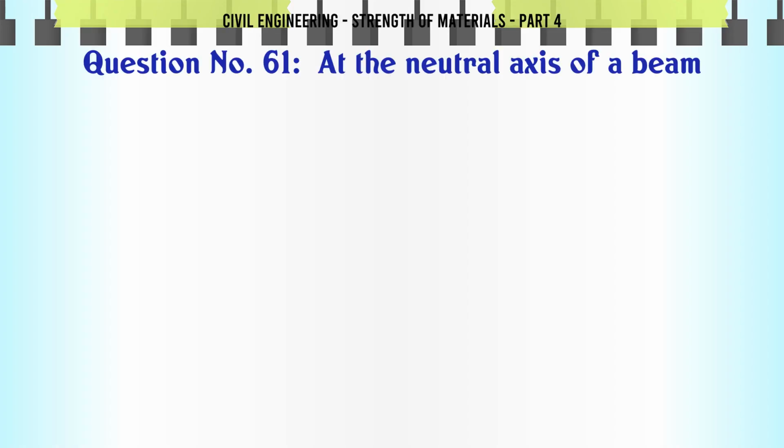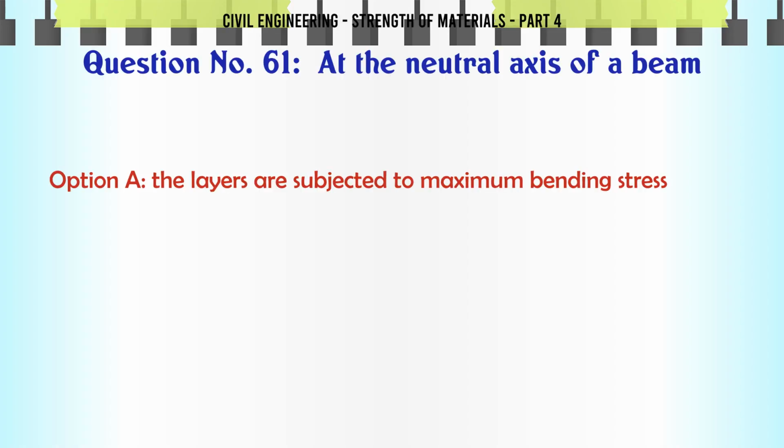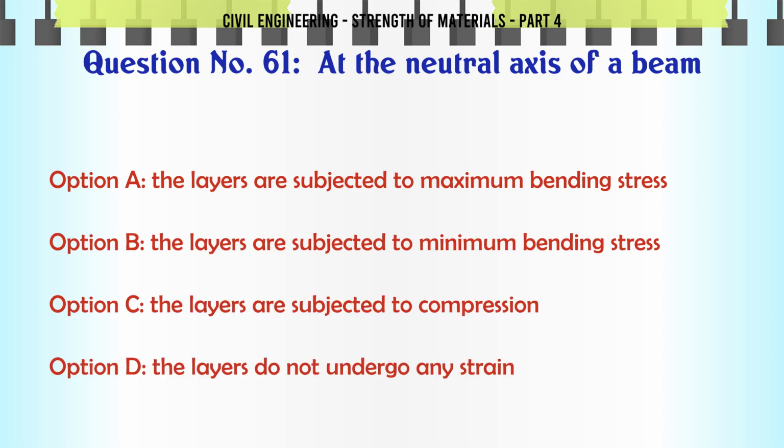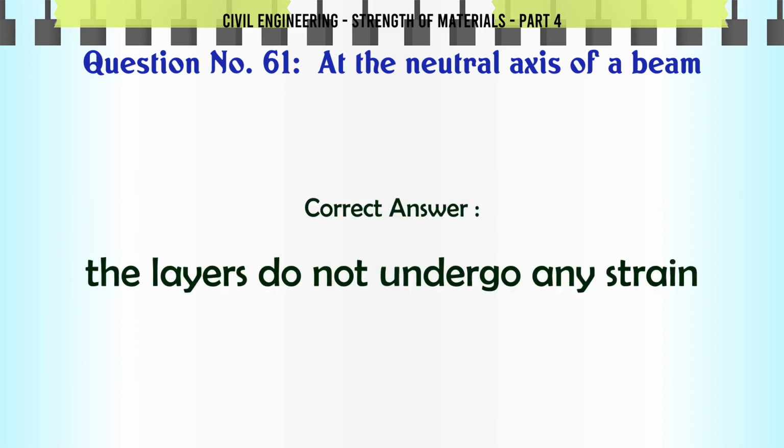At the neutral axis of a beam, A. Other layers are subjected to maximum bending stress. B. The layers are subjected to minimum bending stress. C. The layers are subjected to compression. D. The layers do not undergo any strain. The correct answer is the layers do not undergo any strain.